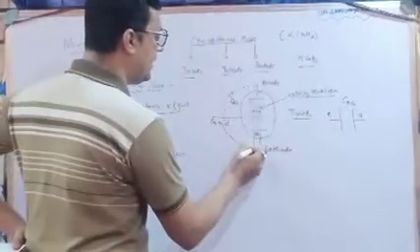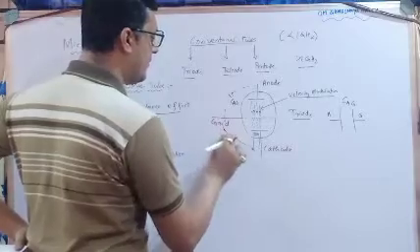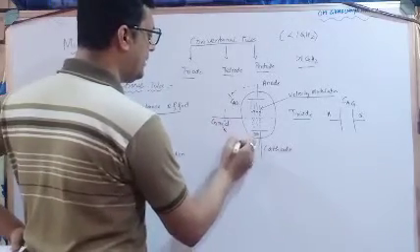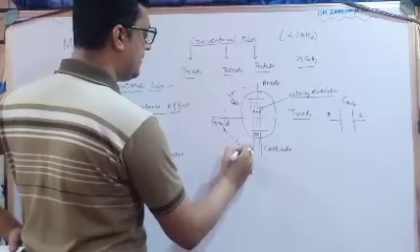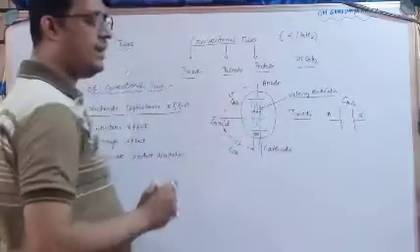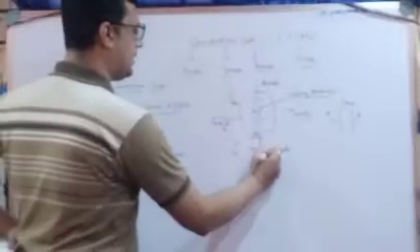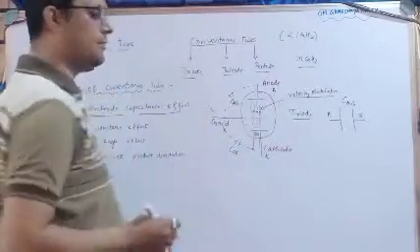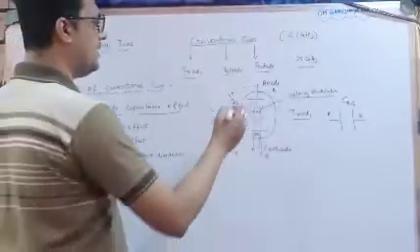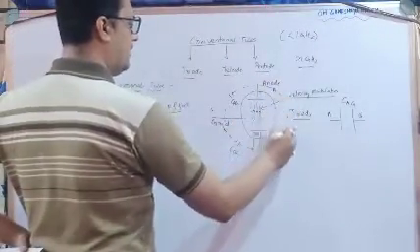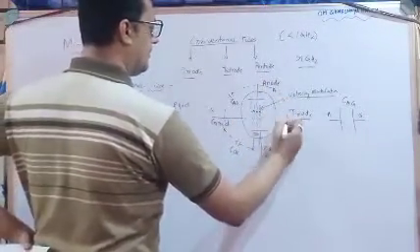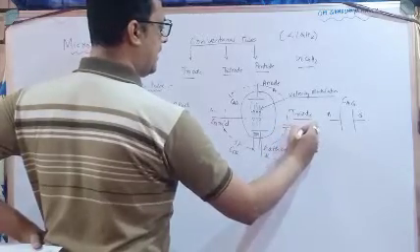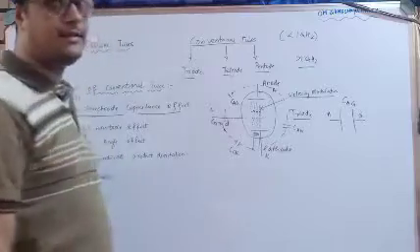Similarly, the grid and cathode. Between these two, we have CGK. Cathode is K, I have written, anode is A, grid is G. Let us consider it like this. Similarly, the anode and cathode, here I will write CAK. So how many capacitances are available?